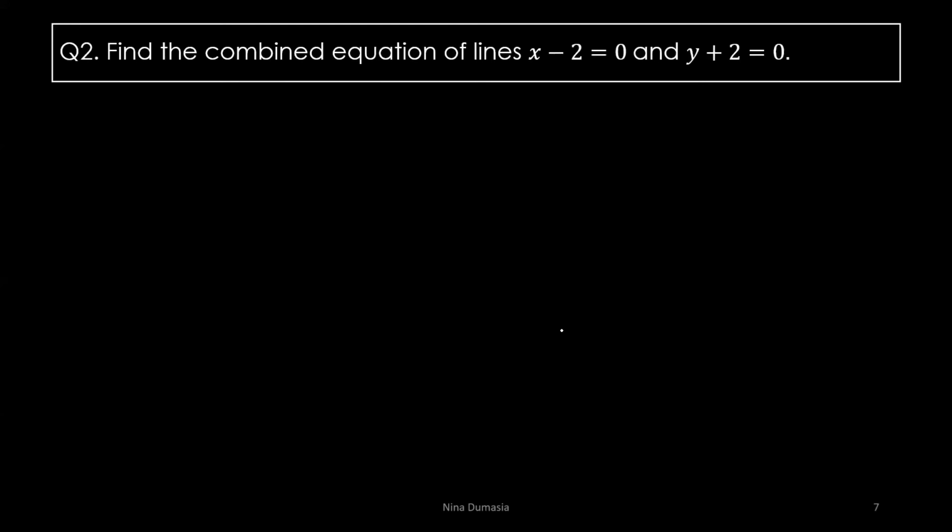Find the combined equation of the lines x minus 2 is 0 and y plus 2 is equal to 0. यहाँ पे भी you should write down that statement first that the combined equation of the lines u is equal to 0 and v is equal to 0 is uv is equal to 0. Okay.